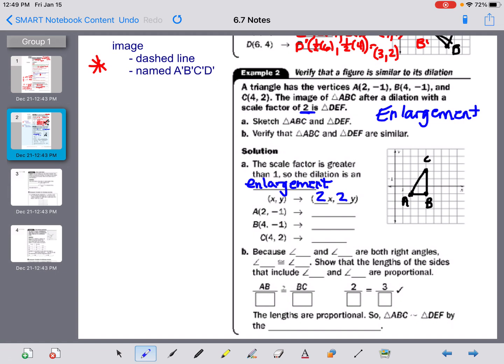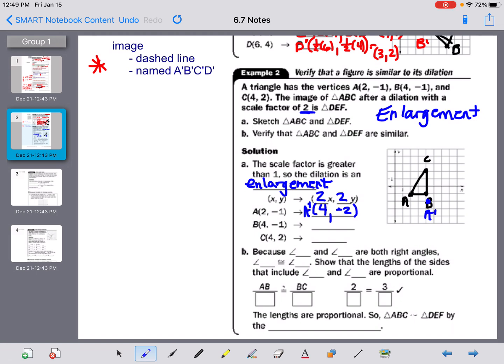Okay, so on A, I take 2 times 2 and I get 4. I take negative 1 times 2 and I get negative 2. And that's going to be my new A prime. So I go to 4, negative 2. Oops, right where that B is. All right, that's my new A prime.